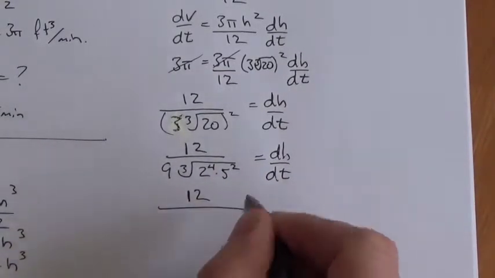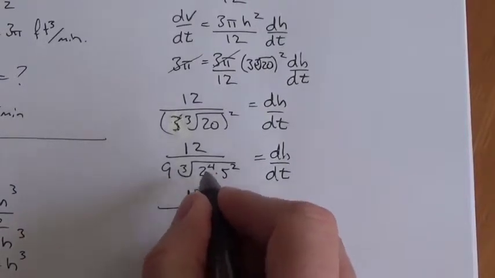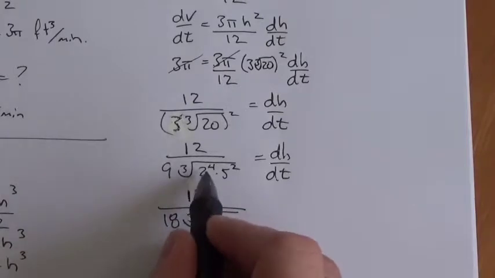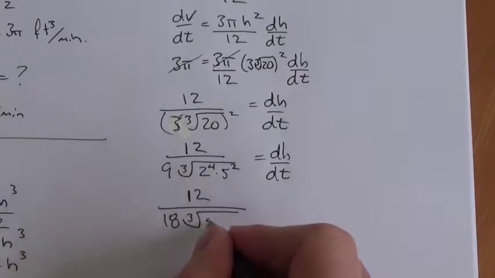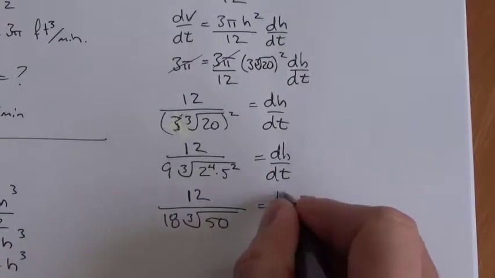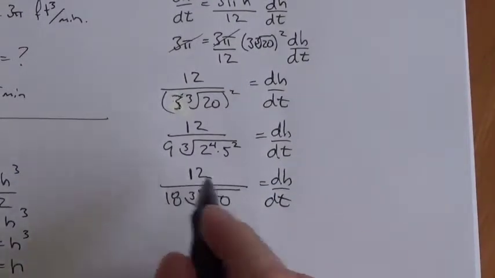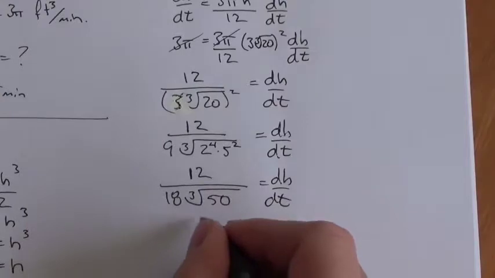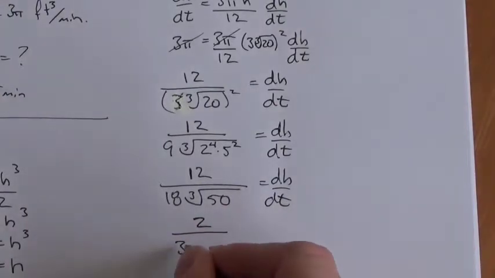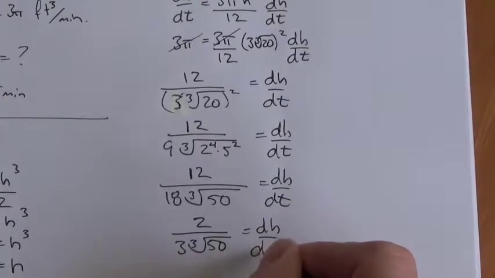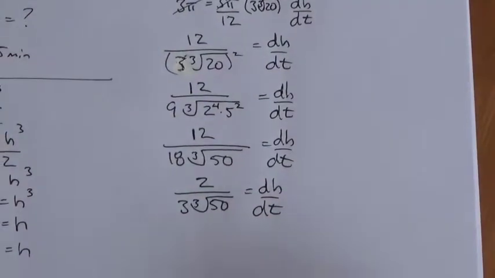So 12 over, I've got 4 2's there, so I can pull out a 2, so it's going to be 18 cube root, and I'm going to leave a 2 in there, 5 squared is 25, so this is going to be the cube root of 50, equals dh by dt. And then between these two, there's a common factor of 6. So it's going to be 2 over 3 multiplied by the cube root of 50. I don't think I can do anything more to make that any prettier.